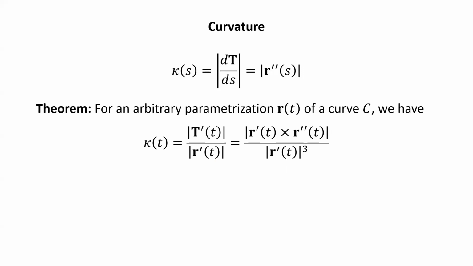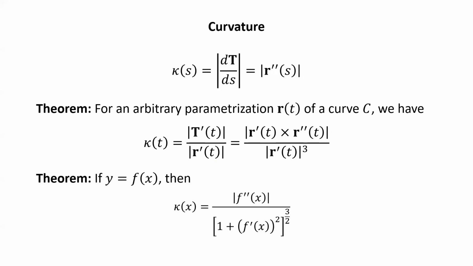In practice, I will usually use the second formula there involving the cross product. As another theorem, if we happen to have a scalar function, y equal to f of x, then the curvature at x is the absolute value of f double prime of x over 1 plus the square of f prime of x, all to the 3 halves.